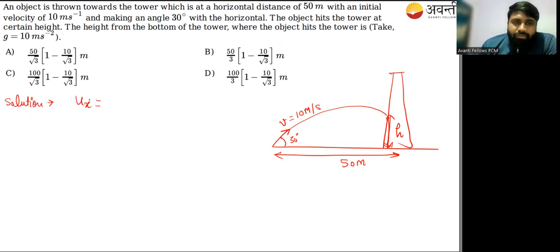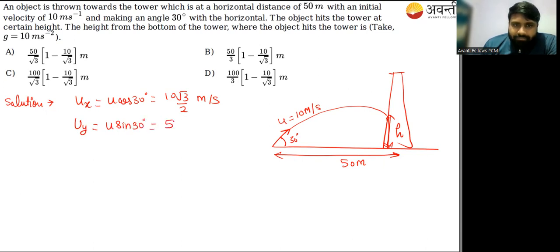Now, we will need Vx and Ux in this question. So I will calculate it. Ux is U cos 30, which is 10 by root 10 into root 3 by 2 meter per second. Uy is U sin 30, which is 5 meter per second.